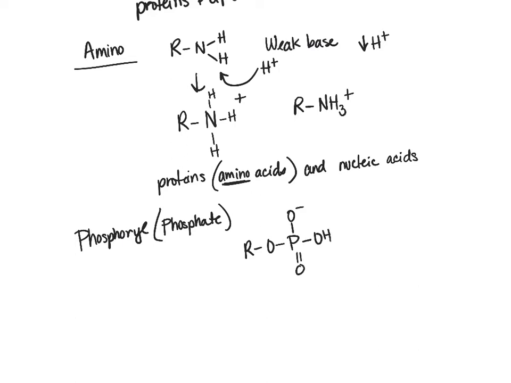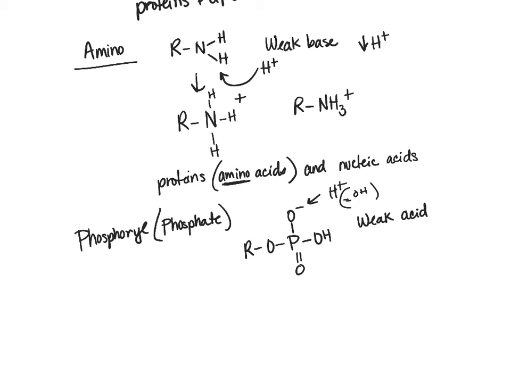Lots of oxygens there. And again, we can see something similar to what we saw earlier with our carboxyl group. This actually can be a weak acid as well. So a weak acid, because we have the same situation: we can grab onto our hydrogen ion and attach it here, giving us an OH at the top.